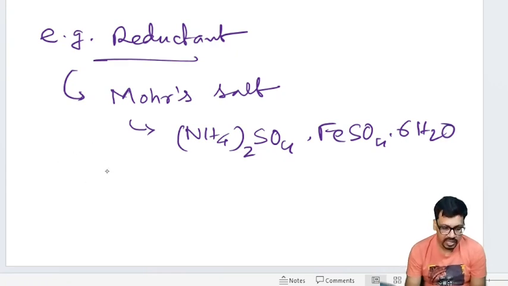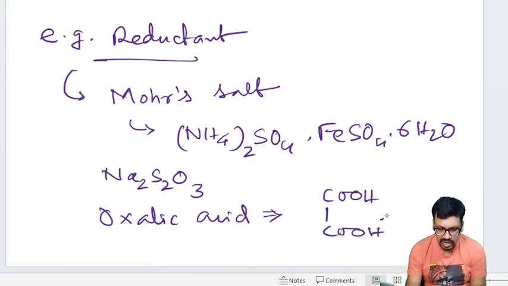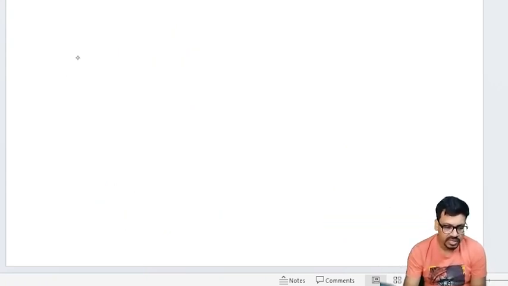Another reducing agent is sodium thiosulphate, that is Na2S2O3. This is called sodium thiosulphate. Another one is oxalic acid. This is the structure of oxalic acid, COOH, and it is a dihydrate. So they are the reducing agents. Clear?